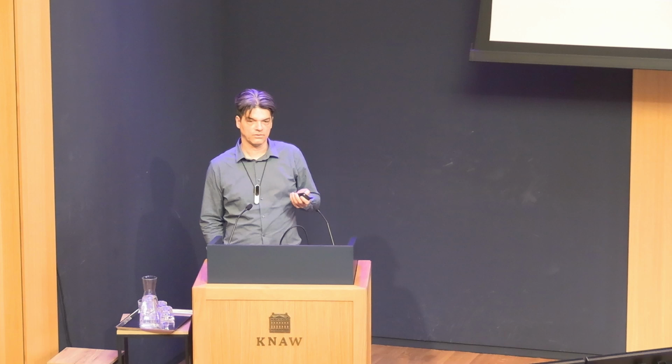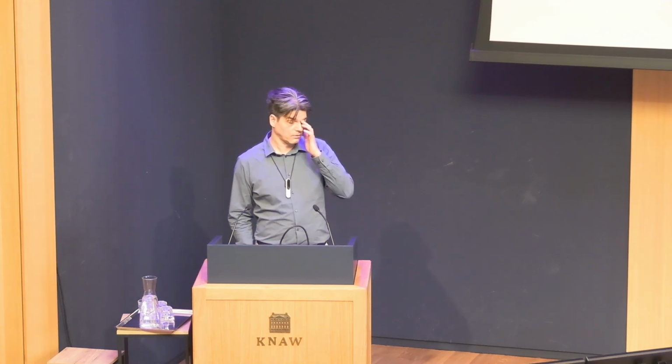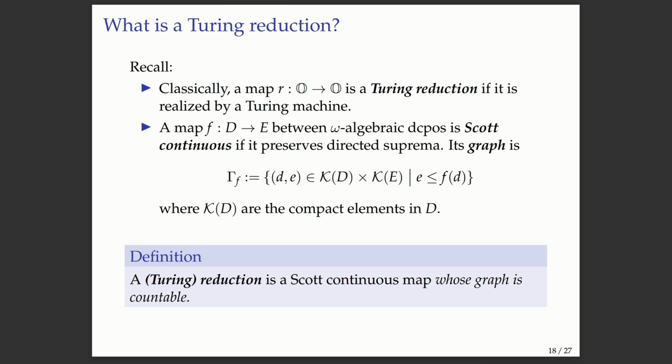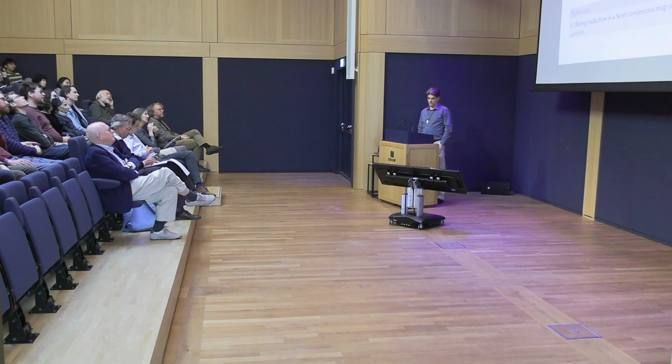And so the correct definition turns out to be this. A Turing reduction is a Scott continuous map, which additionally has a countable graph. That's what we want. Where does this come from? Well, this comes from the idea that the function is realized by a Turing machine. Because it's realized by a Turing machine, there's a classic theorem in computability theory saying that a map is Turing computable if and only if its graph is RE, is countably enumerable. And that's just that, but it's now stated synthetically and for arbitrary domains. So now we have a notion of Turing reductions for at least omega algebraic DCPOs, so also for our domain of interest.